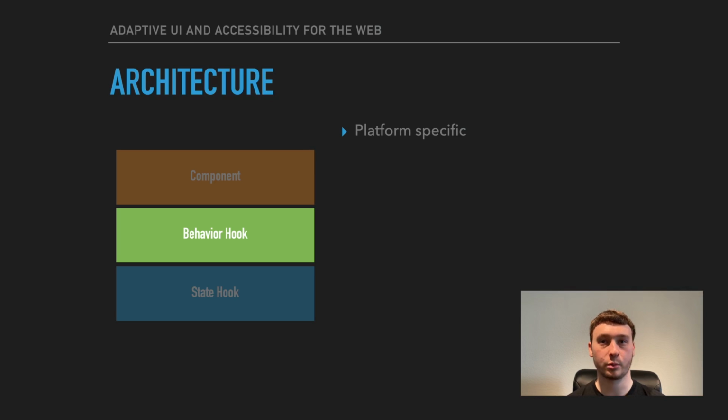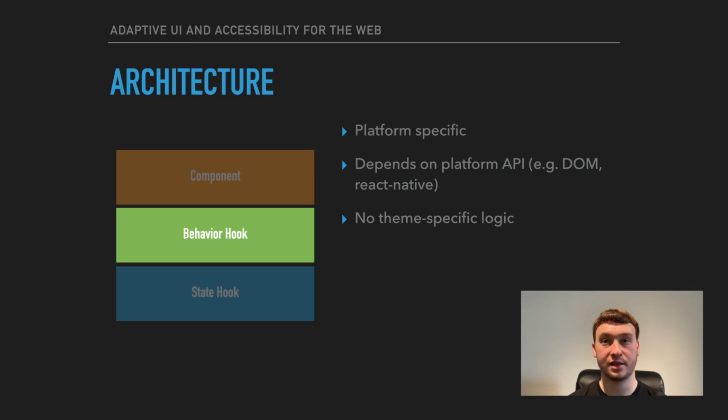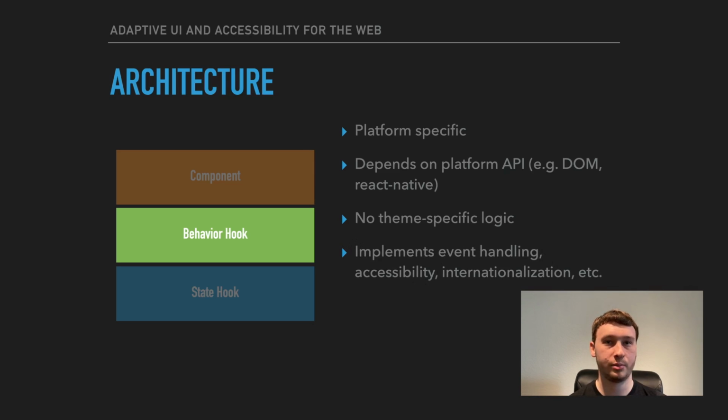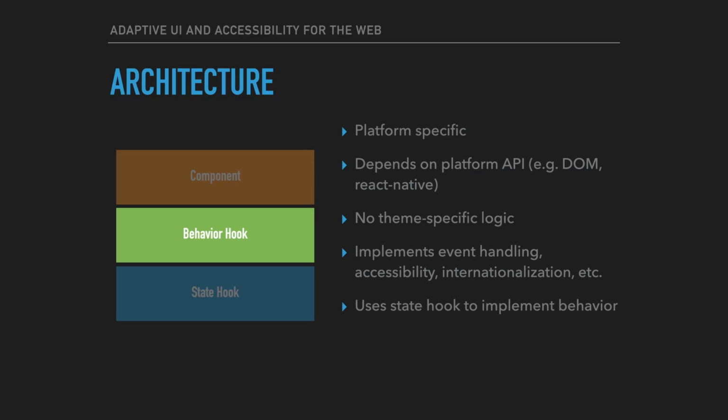This hook is platform specific and depends on the platform API, for example, the DOM or React Native. But it still has no theme or design system specific logic in it though. It implements event handling, accessibility, internationalization, etc., all the parts of a component that could be shared across multiple design systems. It uses state from the state hook in order to implement this behavior and returns a set of platform-specific props, for example, DOM props, that you can spread onto the elements that you render.